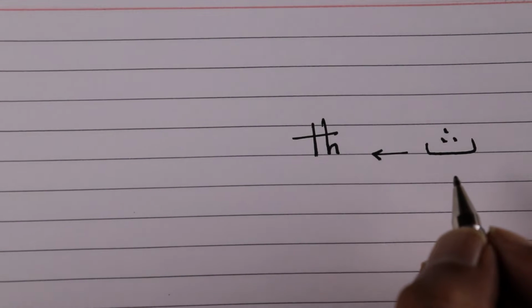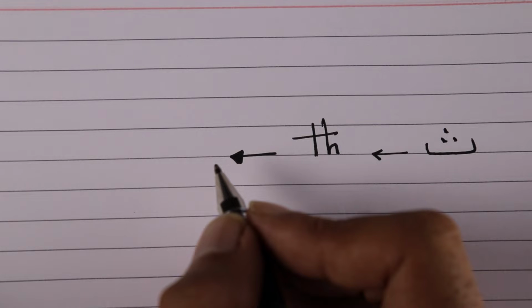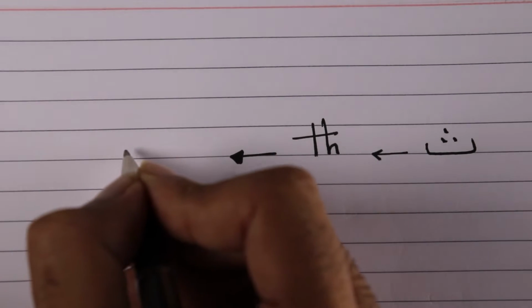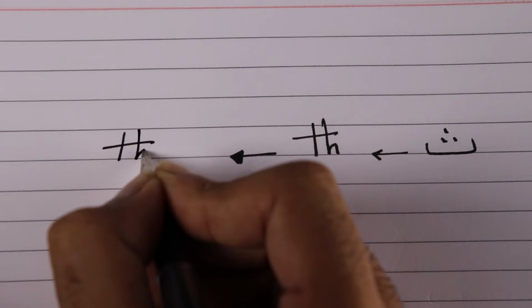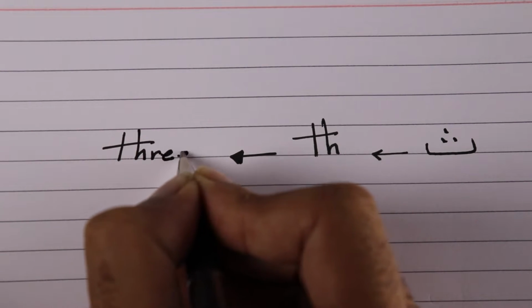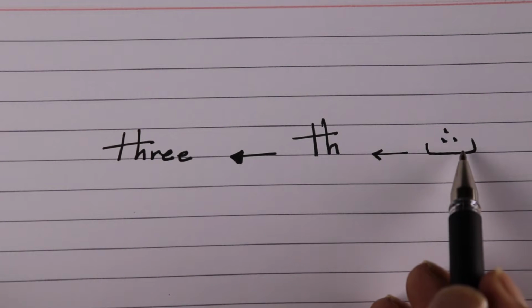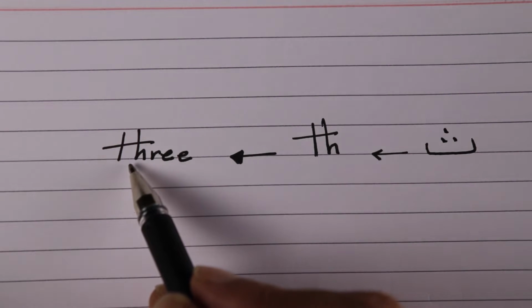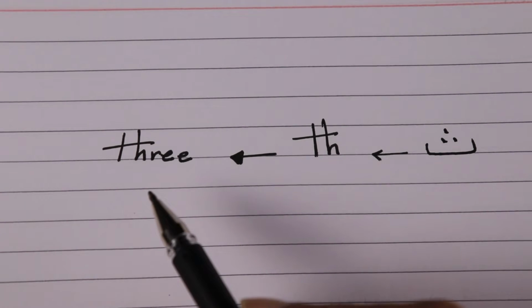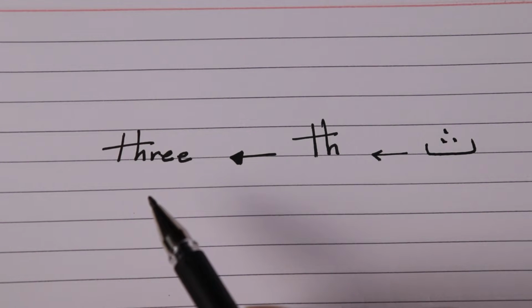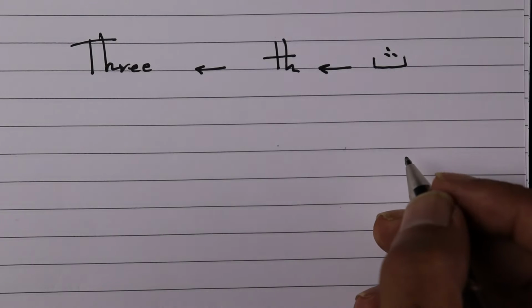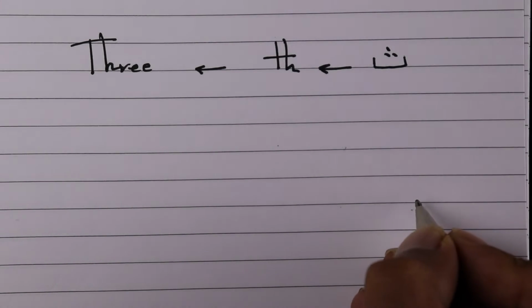Tha, like the sound you use when you say the word three. Tha, three. So it is a voiceless sound, so you don't use the vocal cords while you are pronouncing the letter tha. And there are different positions of tha.